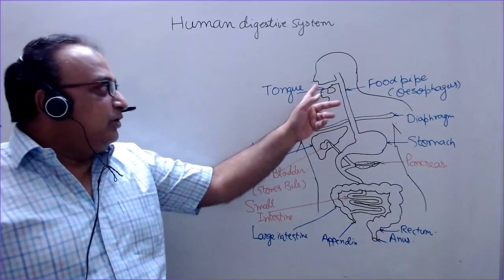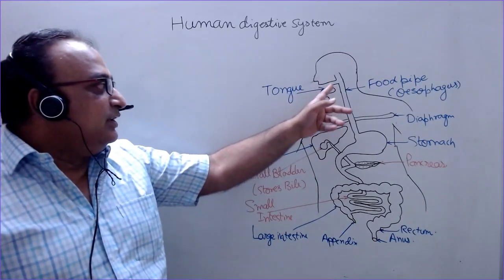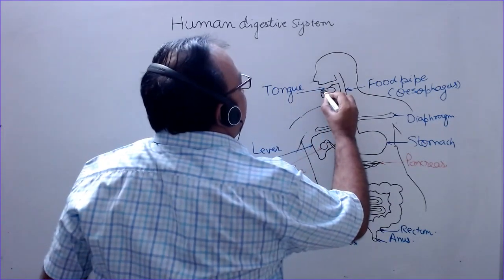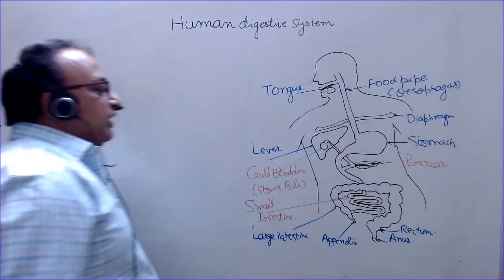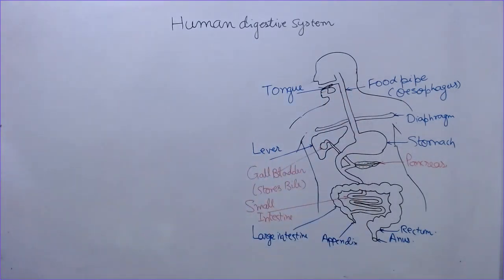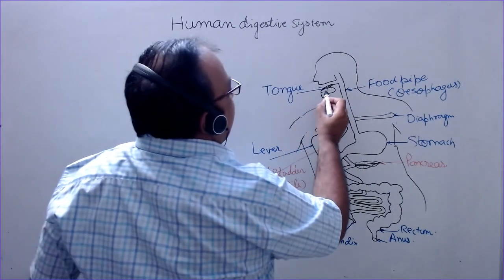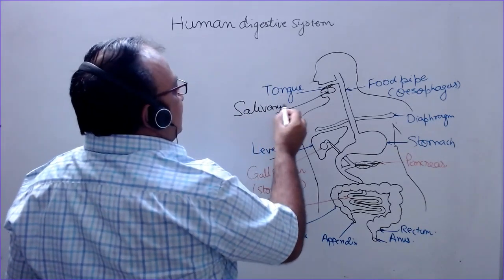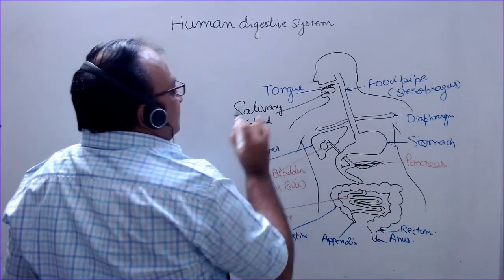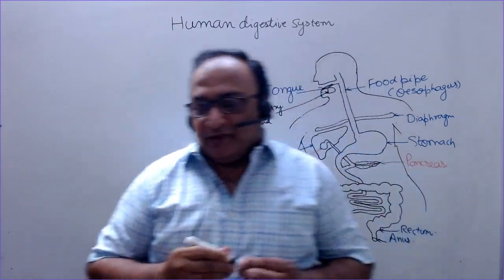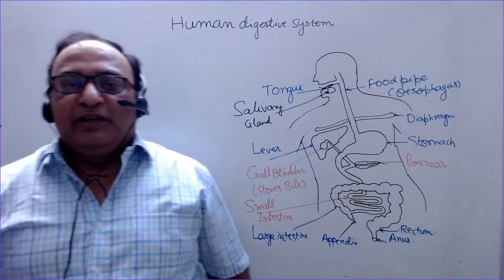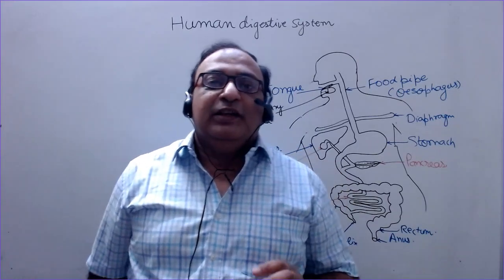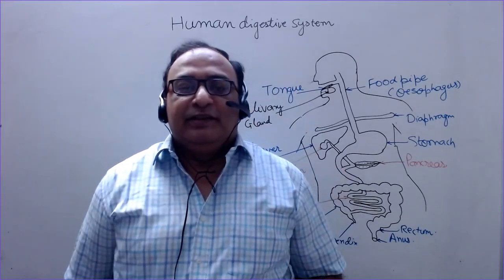It starts from the mouth. This is the mouth. Here we have teeth, and this is the tongue, and here we have the salivary gland. The salivary glands present in the mouth excrete the enzyme called salivary amylase. Salivary gland is one of the most important glands present in this tract, the alimentary canal, because it secretes the enzyme salivary amylase.